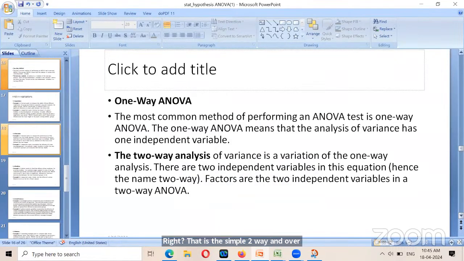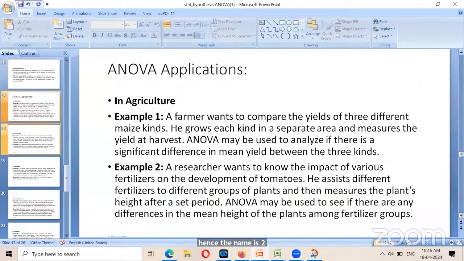So one-way ANOVA, the most common method of performing the ANOVA test, is one-way. The one-way ANOVA means that the analysis of variance has only one independent variable. It is also called one-factor ANOVA. On the other hand, the two-way analysis of variance is a variation of the one-way analysis, right? There are two independent variables in this equation, hence the name two-way or two-factor ANOVA. I hope this classification is clear, one-way and two-way.